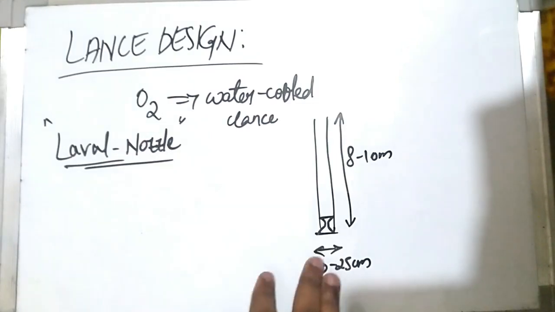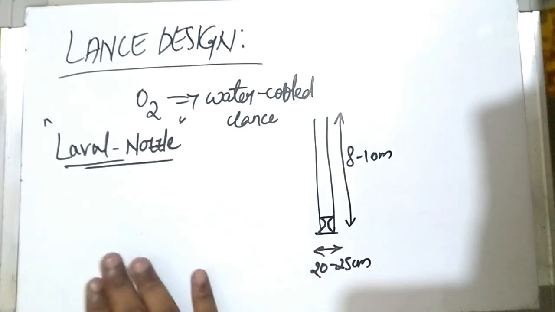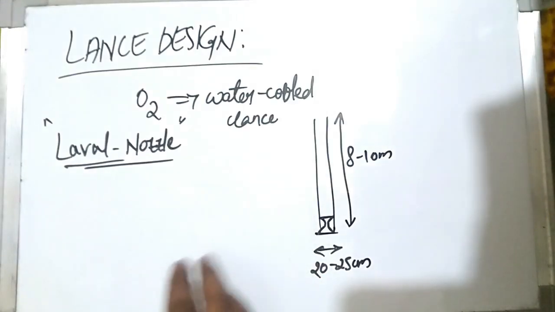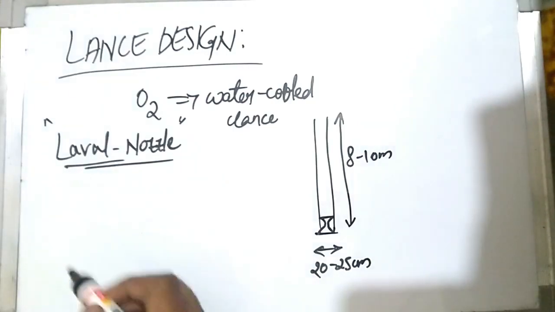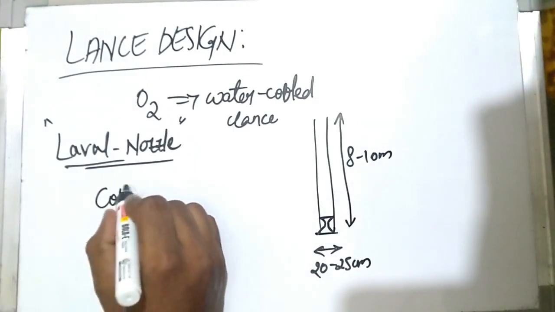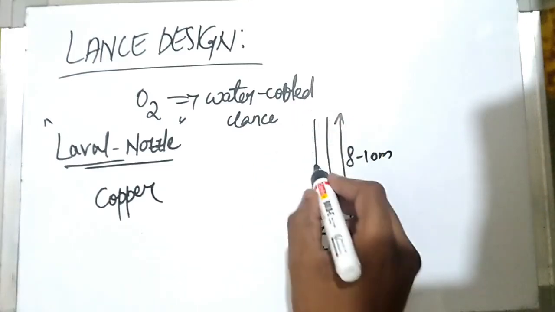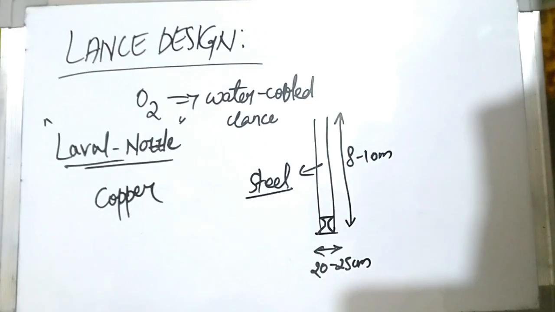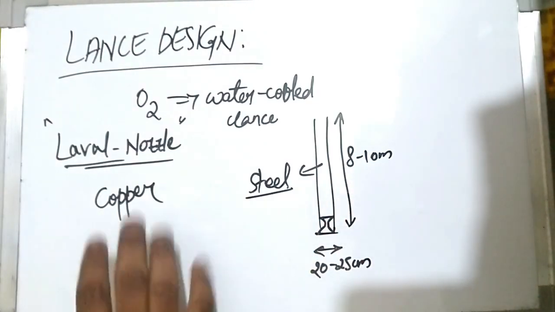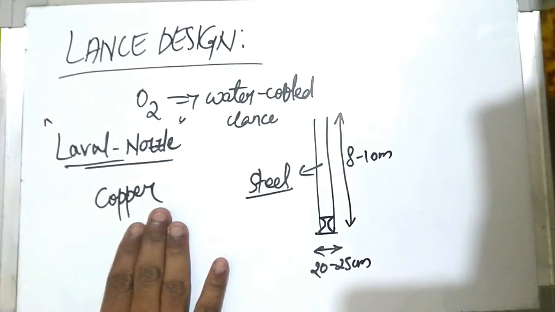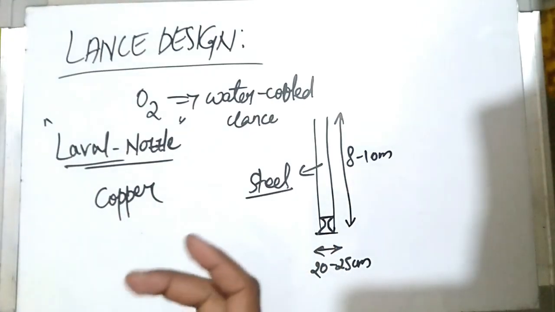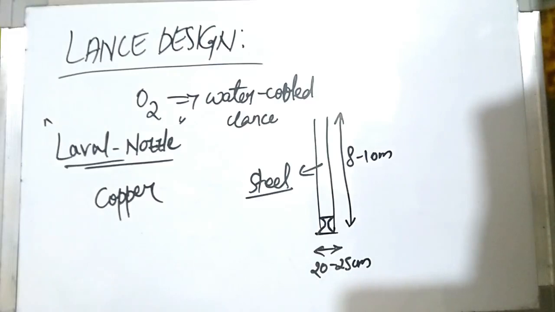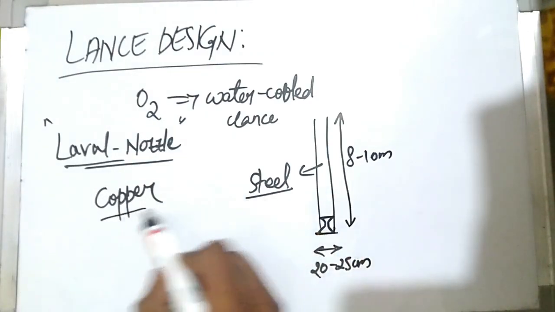Now the lance life. What is lance life? Lance life is the duration for which the lance is utilized. This lance life is determined by the life of the nozzles. These Laval nozzles are made of copper and the lance is made of steel. There may be failure of the lance because of failure of the nozzle, maybe due to faulty cooling, maybe due to manufacturing defects, and also the differential expansion between the two.